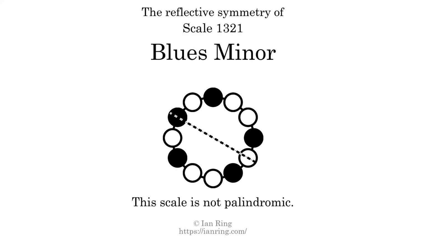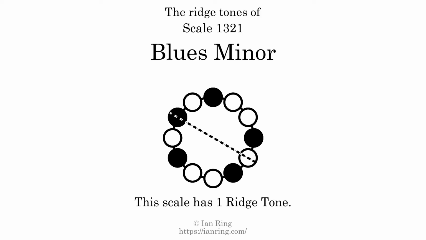This scale has reflective symmetry across an axis positioned 4 semitones from the root. This scale has a different pattern of intervals ascending and descending, so it is not palindromic. This scale has 1 ridge tone.